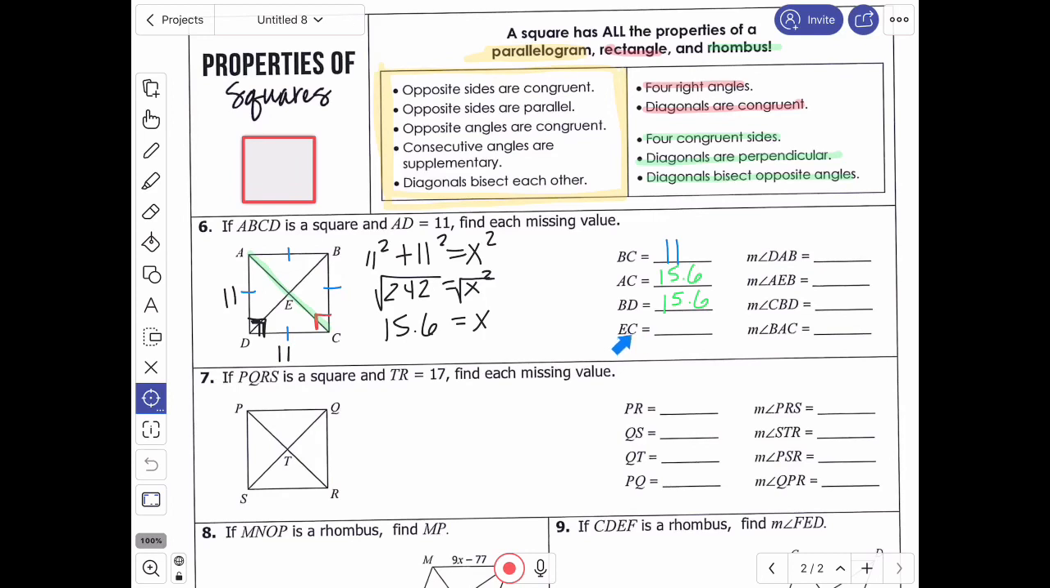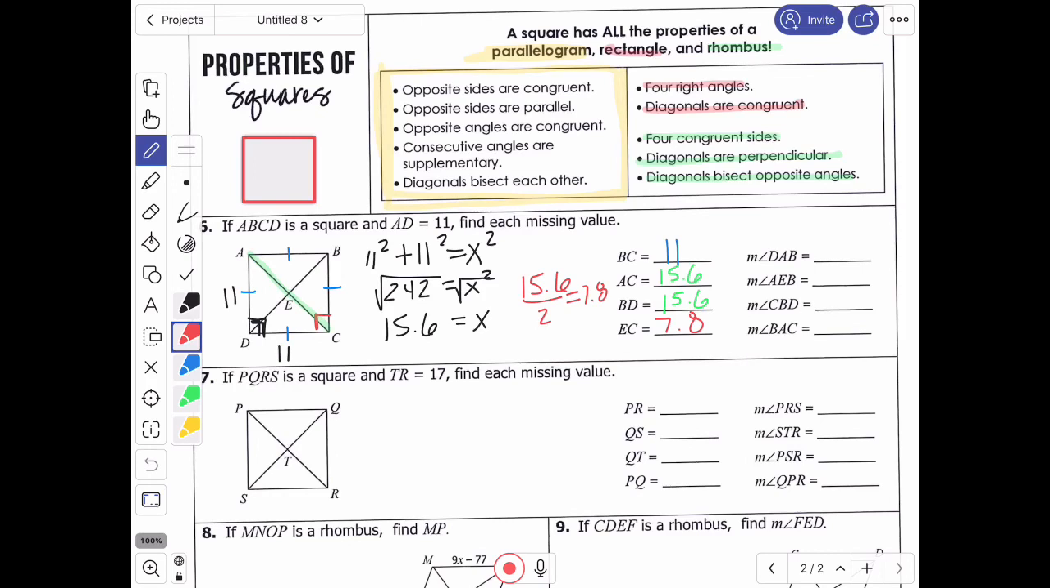So EC is half of this green diagonal. So I'm going to take half of 15.6. 15.6 divided by 2, and I would get 7.8. So half of one of those diagonals, actually half of all those diagonals, is 7.8.